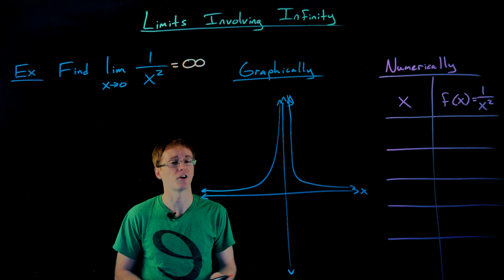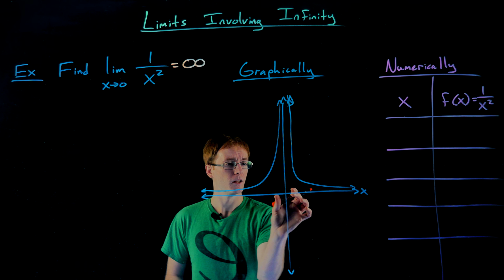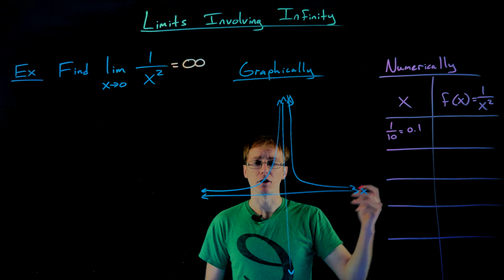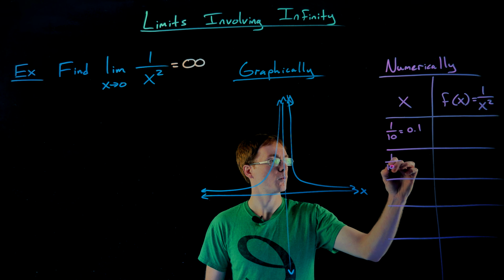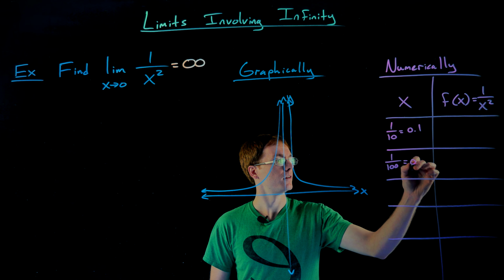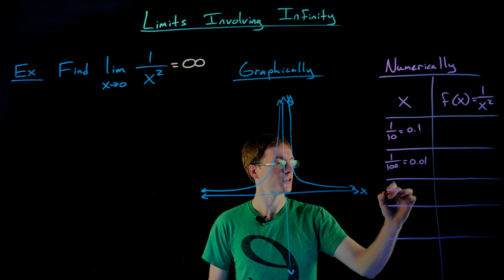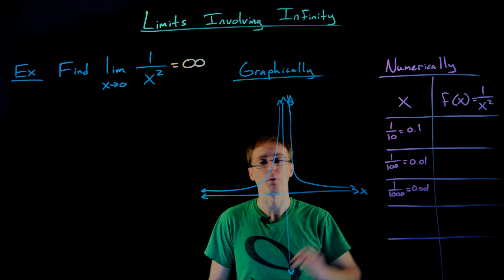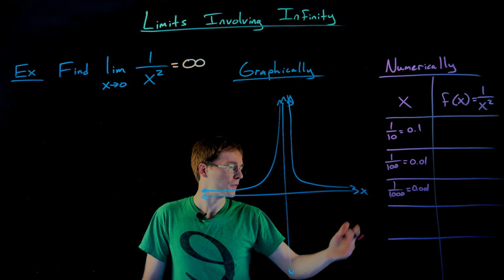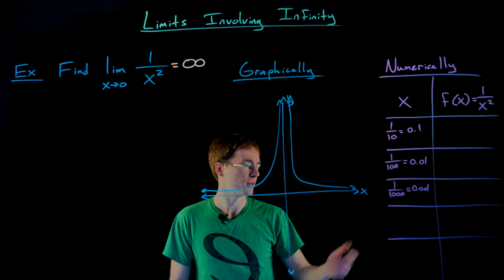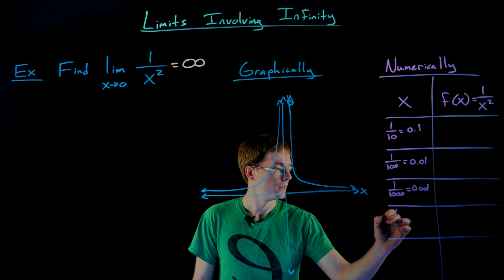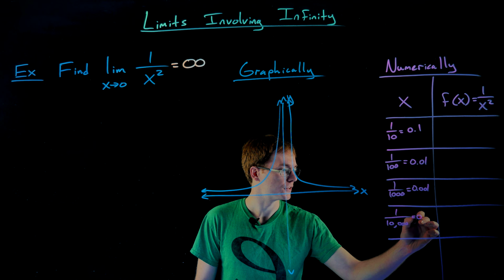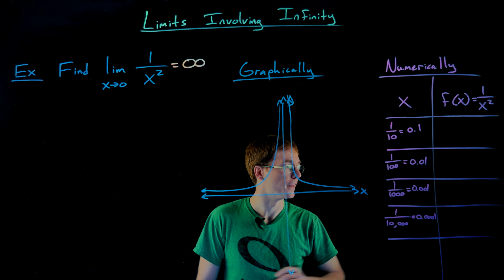So maybe we could start with x pretty close to 0 on either side, maybe like x equals 1/10. Then we could get even closer to 0, maybe to 1/100th. We could get even closer to 0 by plugging in x equals 1/1000th or 0.001. And then I don't think we'll see our pattern probably at this point, but let's maybe just go one more further. If we plug in 1/10,000th into our function, let's see what happens to the output there.